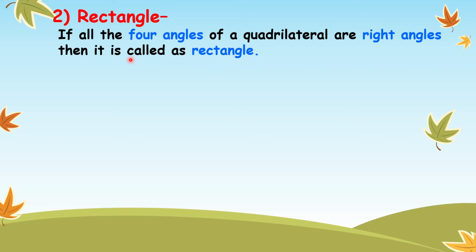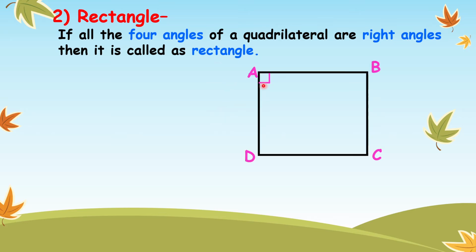Recta means 90. If all the four angles of a quadrilateral are right angles, then it is called a rectangle. In this quadrilateral ABCD, angle A is 90 degrees, angle B is 90 degrees, angle C is 90 degrees, and angle D is also 90 degrees. So this quadrilateral ABCD has all four angles equal to 90 degrees.